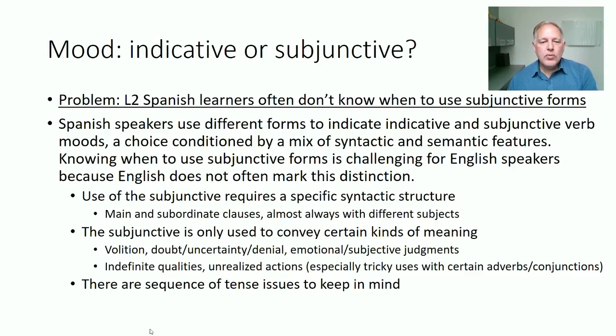So knowing when to use subjunctive forms is challenging for English speakers because, once again, English does not always or often mark this distinction, right? It's sort of disappeared as a distinct verb form in English.